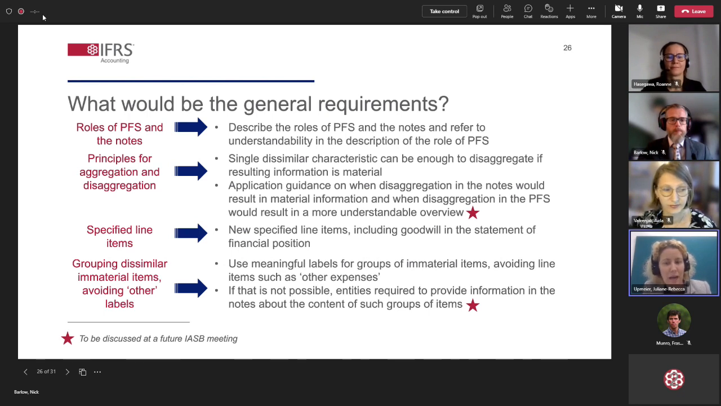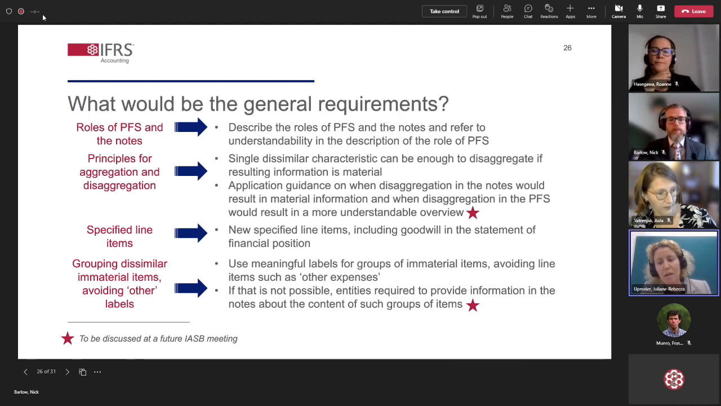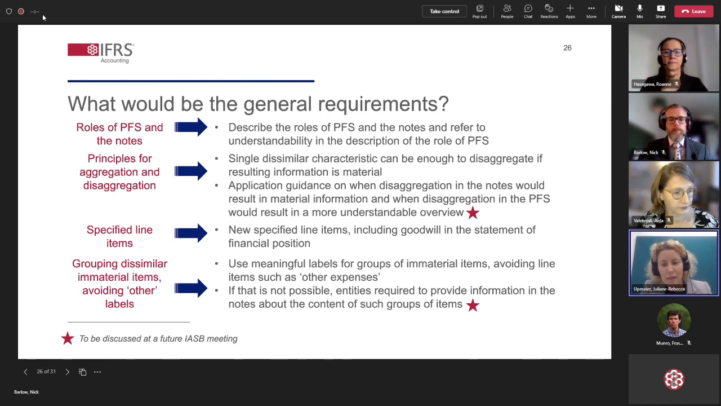Secondly, the IASB has developed principles of aggregation and disaggregation to help companies determine how to group information. Those principles focus on identifying differences in characteristics of information that may mean a particular grouping of information would provide material information to users. Specifically, items would be disaggregated if the resulting disaggregated information is material. Now, with regards to the specified line items, the IASB has confirmed the proposal in the exposure draft to add to the specified line items a requirement that goodwill shall be presented separately in the statement of financial position, which many entities already do today. In addition, the IASB has developed requirements to ensure entities use meaningful labels to describe items and to use labels such as other expenses or other liabilities only when necessary.